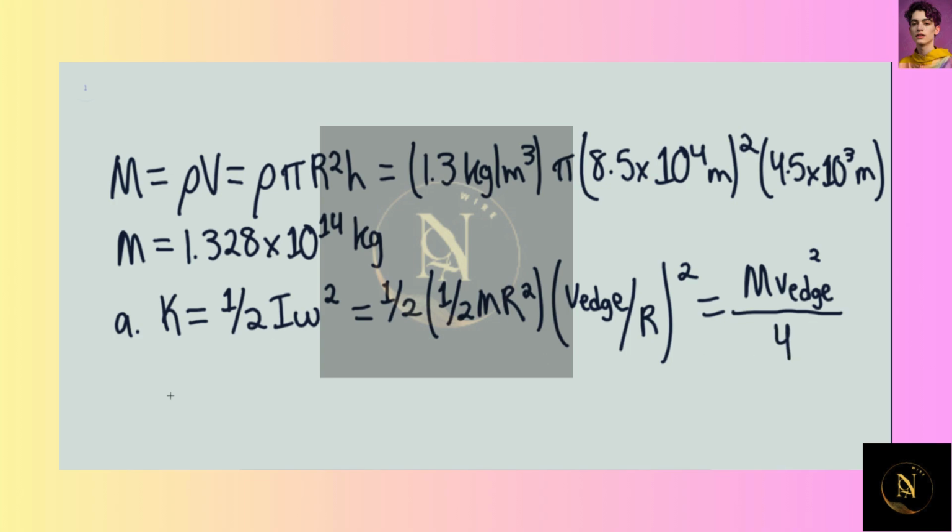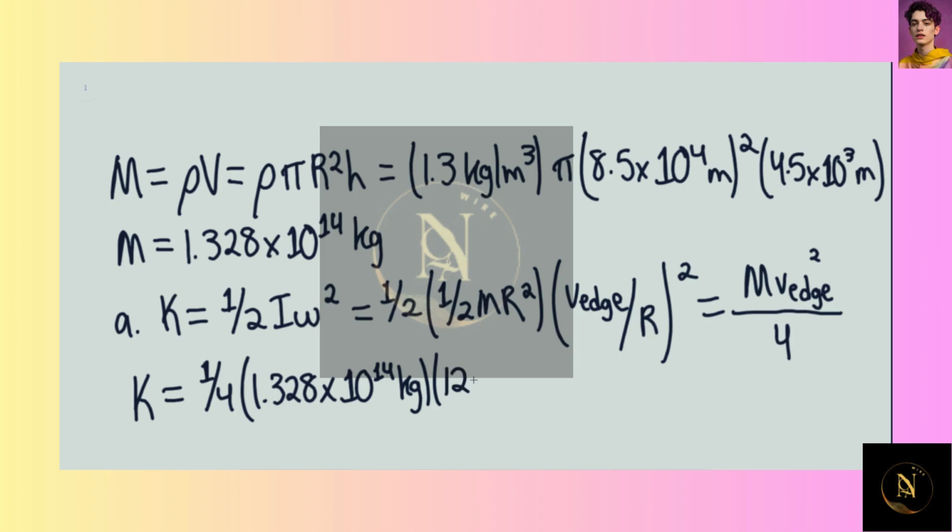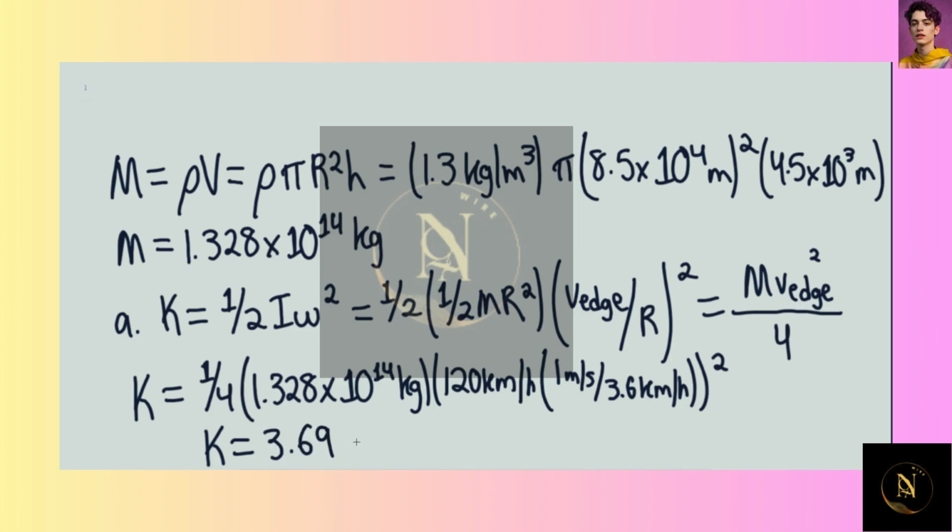And so the kinetic energy would be equal to 1/4 times the mass of 1.328 times 10 to the 14th kilograms, multiplied by 120 kilometers per hour. We're going to multiply this by, for every 1 meter per second, there are 3.6 kilometers per hour. This entire quantity is squared, and we find that the rotational kinetic energy of this hurricane is equal to 3.69 times 10 to the 16th joules. This would be your answer for part A.